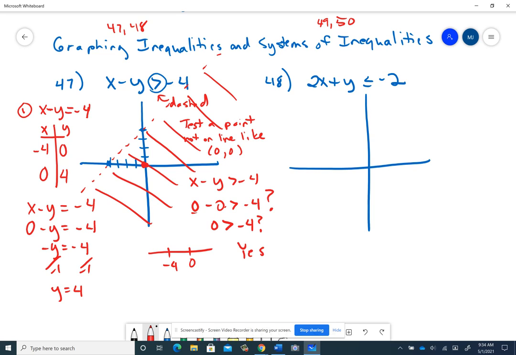Okay, so that would be the picture for that inequality. Any ordered pair that's in that shaded region would satisfy the inequality. And the points on the line don't. That's why they're dashed. Okay, now on 48, there's an or equal to, so the line will be solid. So the points on the line will work.